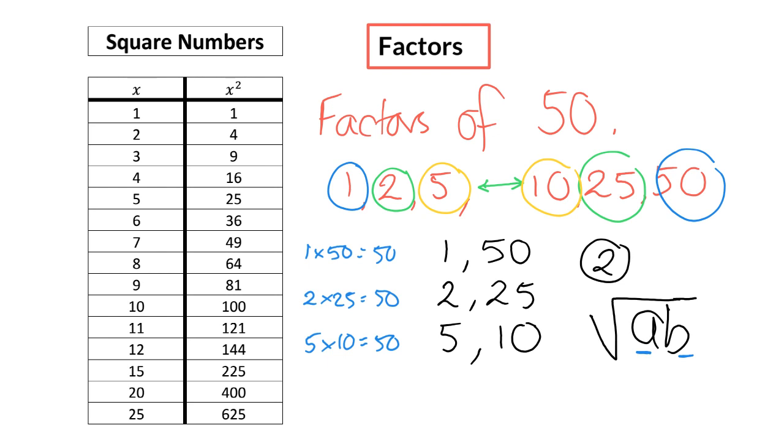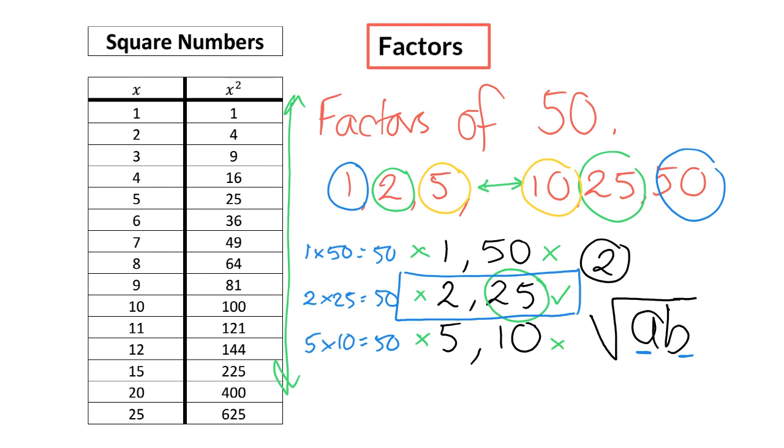Now, if we take this example, factors of 50, and look through those pairs: 1 and 50, neither the 1 nor the 50 are square numbers. They're not on this list on the left-hand side. 2 and 25, well, yes, 25 is on that list, so that might be helpful. That's what we're looking for, square numbers. 5 and 10, there aren't any. So ultimately the pair of factors that we want to focus on are 2 and 25.